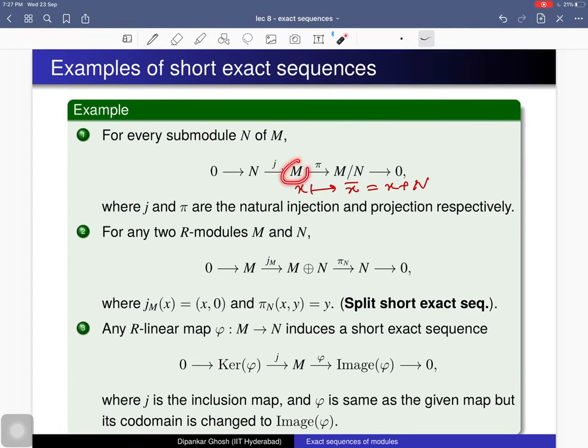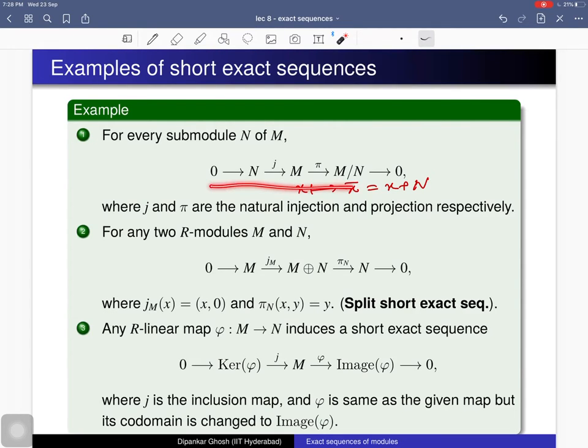Now, what about this point? The image of this map, you can see this is the inclusion map, so the image of this map is just N, and the kernel of this map is again N. So, you have exactness here. So, this sequence is exact, and one can even observe that every short exact sequence, up to isomorphism, looks like this.